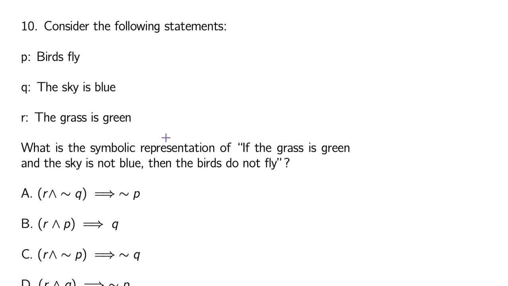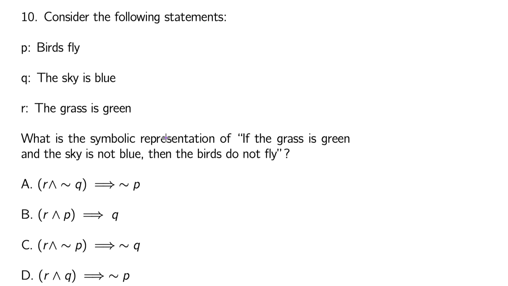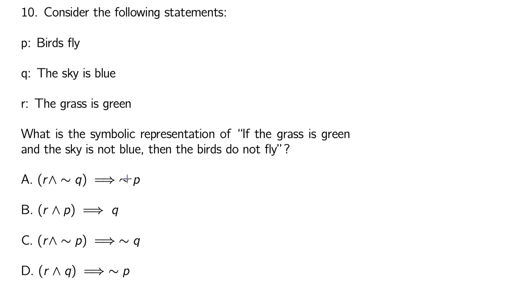Now we go to the last problem in this series. That is problem 10. It's a little long. It says consider the following statements. P: birds fly. Q: the sky is blue. R: the grass is green. What is the symbolic representation of: if the grass is green and the sky is not blue, then the birds do not fly? So we have an if-then statement.